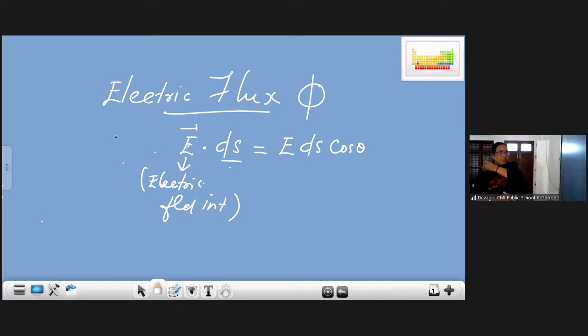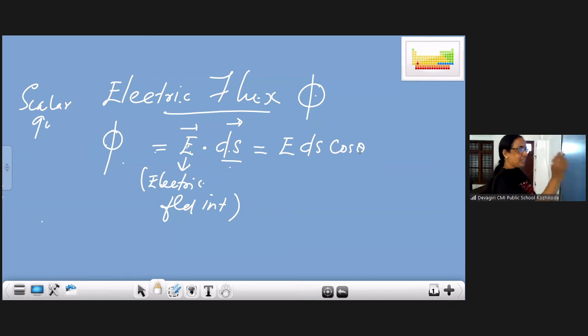Then the unit. You are learning a new physical quantity, so you must know all these things. Before I explain what it is, remember the letter we use to denote it is phi, and its expression is E dot ds, that is E ds cos theta, where theta is the angle between E and ds. It's a scalar quantity. The electric field unit we learned is Newton per Coulomb. What is the unit of area? Meter square. So the unit of electric flux is Newton meter square per Coulomb.